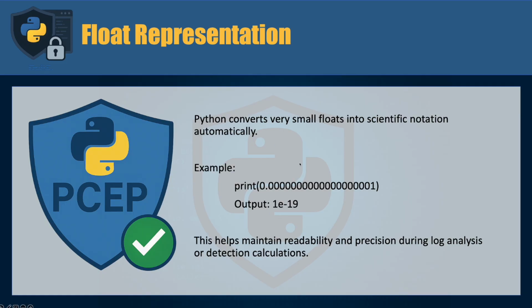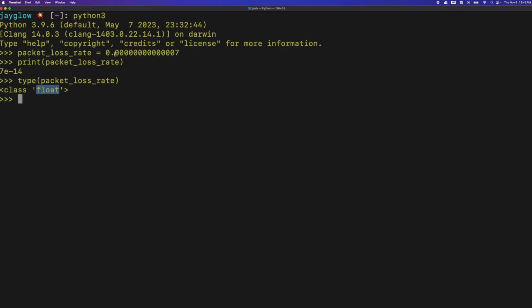We just showed this example in the previous one where we created a variable and assigned it a really small number, and the output, of course, was in scientific notation. So just remember this because there could be a trick question on the PCEP where they assign a variable like packet loss, like this, and somewhere down the way they print it and ask for the expected output. Remember, the expected output will be in scientific notation.